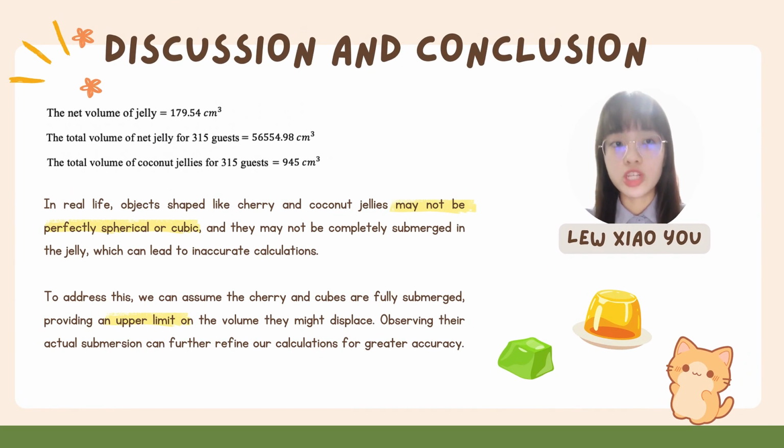In real life, objects shaped like cherry and coconut jellies may not be perfectly spherical or cubic, and they may not be completely submerged in the jelly, which can lead to inaccurate calculations. To address this, we can assume the cherry and cubes are fully submerged, providing an upper limit on the volume they might displace. Observing their actual submersion can further refine our calculation for greater accuracy.